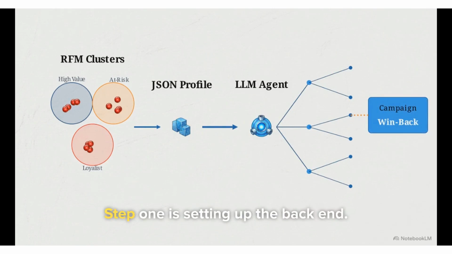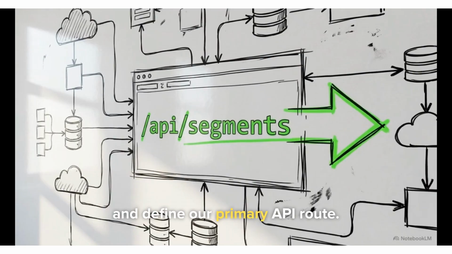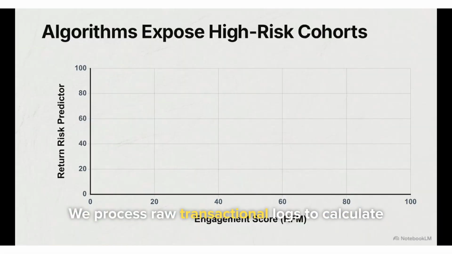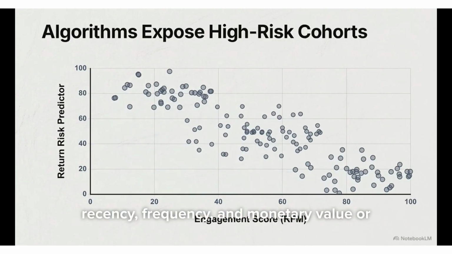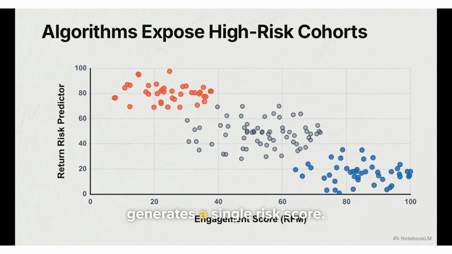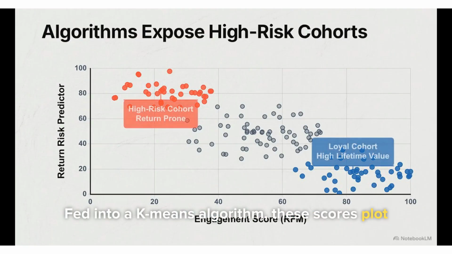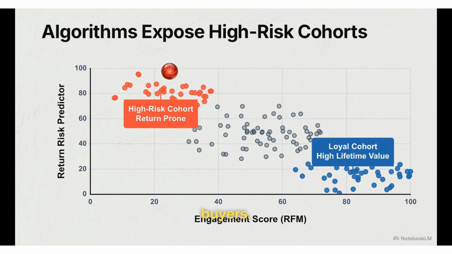Let's get started. Step 1 is setting up the backend. We initialize a new FastAPI project in Python and define our primary API route. This endpoint will eventually serve our processed customer segments to the front end. We process raw transactional logs to calculate recency, frequency, and monetary value, or RFM. Factoring in historical return rates, the system generates a single risk score. Fed into a k-means algorithm, these scores plot onto a scatter graph, mathematically separating highest-risk customers from loyal buyers.